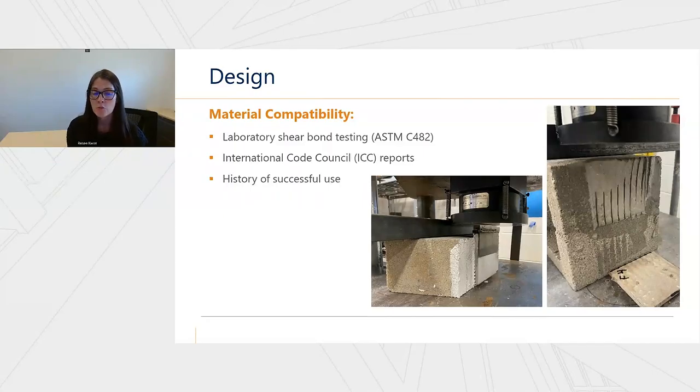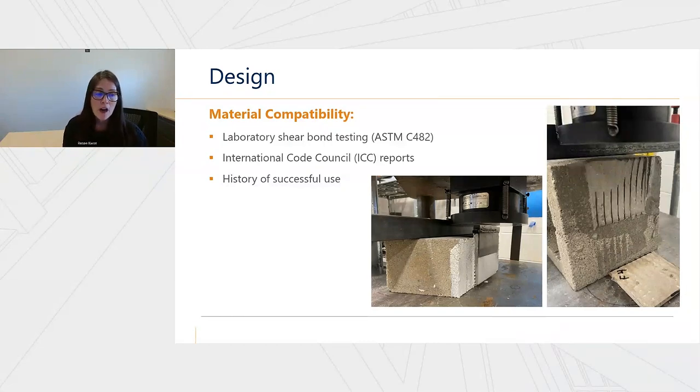You bond that to a substrate. In the photos on this slide, we have our substrate as a CMU. And then you put a force on the top of that, and that creates a shearing effect. And we're looking to have greater than the 50 PSI shear bond strength that Leah mentioned was the code requirement.